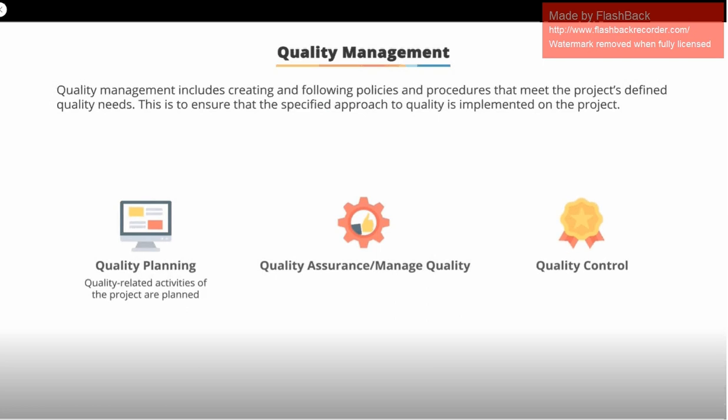Quality planning is the first step when quality-related activities of the project are planned. Quality assurance / managed quality is the next stage of implementing those quality plans. And quality control is the last stage when periodic checks are done to see if the project quality is improving. In the next screen, let's look at the differences between the 3 aspects of quality management. Quality planning versus quality assurance versus quality control.